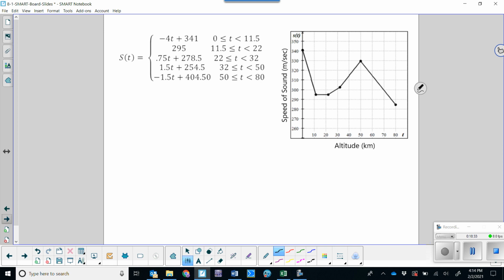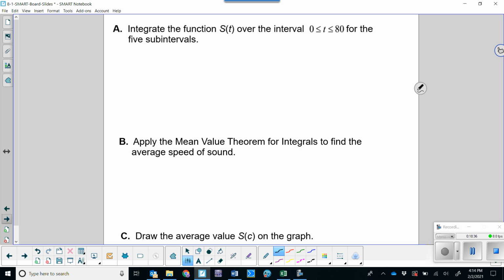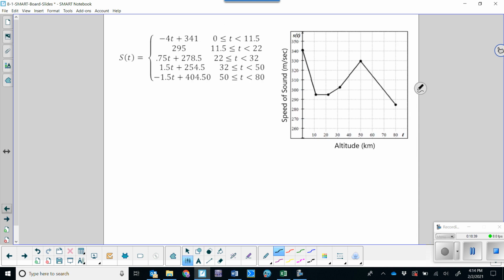So first thing it asks me to do is to integrate the function from 0 to 80 using 5 subintervals. Okay. So the way we're going to do A, and I'm going to do it right here because we have the problem still here so you can see. So this is part A. To integrate this, you can't just integrate 0 to 80, obviously, because it's different functions for different parts. So basically, I'm just splitting it up. So I would integrate from 0 to 11.5 of negative 4t plus 341 dt, and I would get an answer.